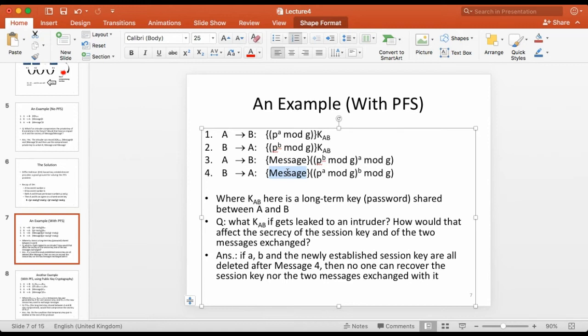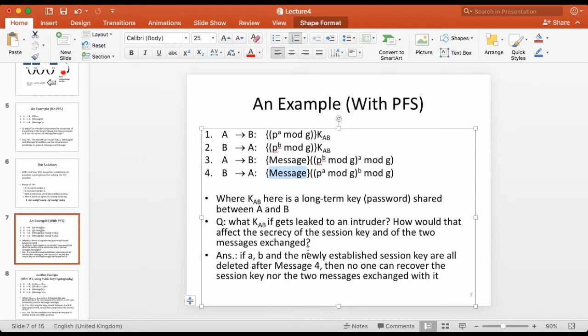Now, the big question here is, what happens if the key KAB is leaked to some external intruder or some attacker, or leaked to the public domain? So will that compromise the secrecy of these messages that are being exchanged between Alice and Bob? The answer to that is no, they won't, and we understand why.